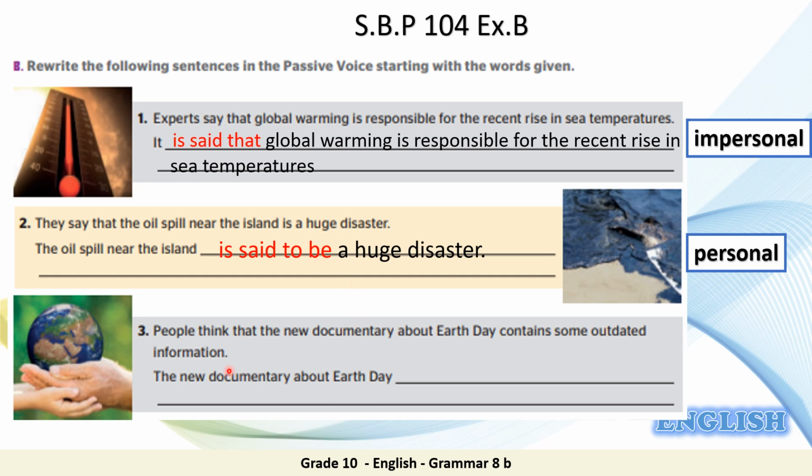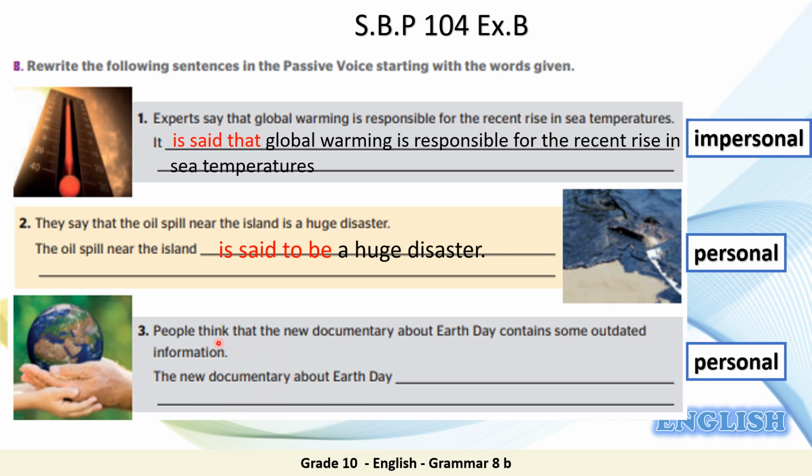Now number 3, people think that the new documentary about Earth Day contains some outdated information. And here we're going to start with the new documentary about Earth Day. So is it personal or impersonal? That's right, it's personal because we have started with the subject that comes after that.